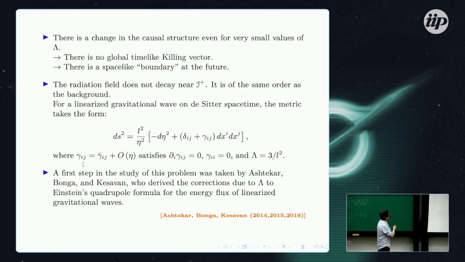Well, for some of these reasons, this story was largely unexplored. Only after a series of papers by Ashtekar, Bonga, and Kesavan from 2014 to 2016, they were able to develop a more consistent framework to try to deal with this. And indeed, they were able to derive the first corrections due to the cosmological constant to the famous Einstein quadrupole formula that described the energy flux of the gravitational radiation produced by a quadrupole. So it's really very recent.